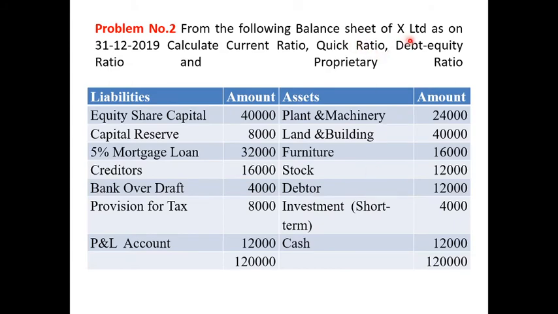Next, second problem. From the following balance sheet of X Limited as on 31st December 2009, we need to calculate current ratio, quick ratio, debt equity ratio and proprietary ratio. The balance sheet is given here. With the help of this, we have to calculate these ratios.